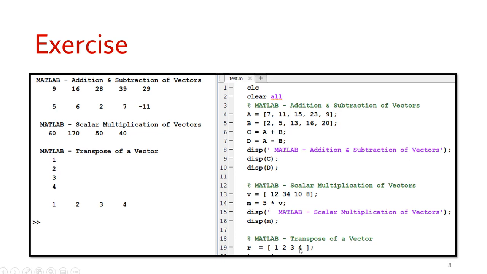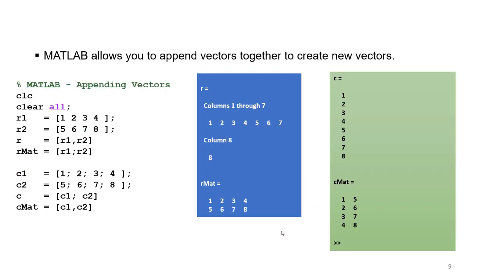And you can also get the transpose of a vector. So if it is a row vector, it can be converted to a column vector. All right. Now, what other operation do we need? We can concatenate or append vectors.